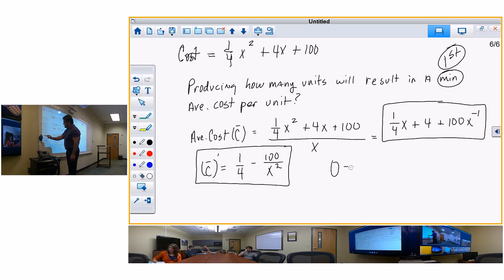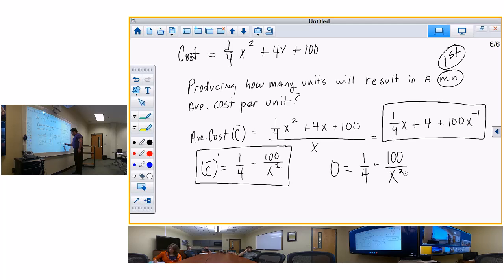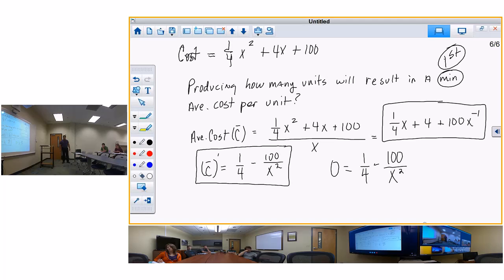0 is equal to 1/4 minus 100 over x squared. Now you have to rely on 100% what to solve this equation? Algebra. So go ahead and finish it. What do we do? I can't. A negative, that x squared's on the bottom. I don't know what to do.